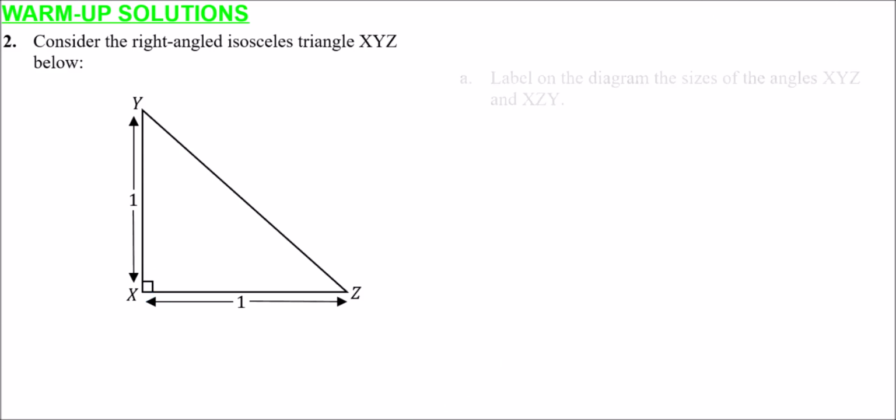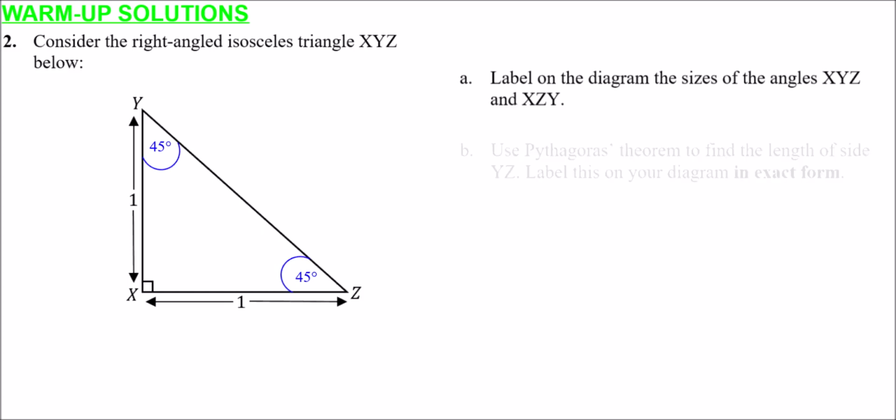So first of all, let's label on the diagram the sizes of the angles XYZ, the angle at Y, and the angle at Z, which I've called XZY. So if you view the question carefully, it's an isosceles triangle. So if this one's 90, the other's going to be 90 divided by 2, which is 45 degrees. So both of these here are going to be 45 degrees.